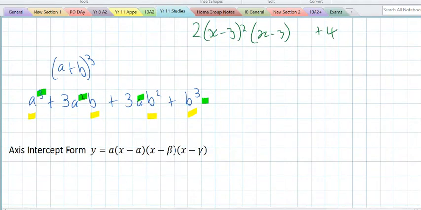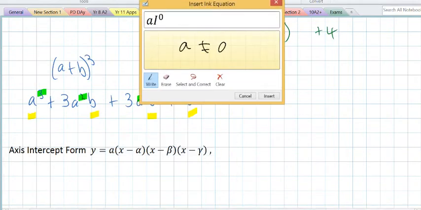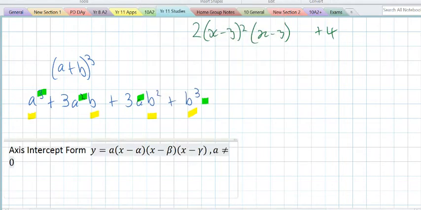Alright, as with quadratics, we have an axis-intercept form. Essentially, it's a quadratic axis-intercept form, but with an extra intercept possible. Alright, and once again, I've done what you guys do. I've forgotten that a cannot equal 0. Not equal 0. Insert. Thank you. Alright. So for this, the three intercepts would be alpha, beta, and gamma. Just like in quadratics, if we had two intercepts, they'd be alpha and beta.